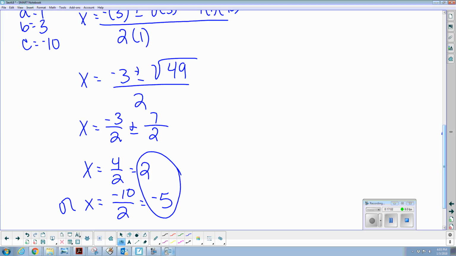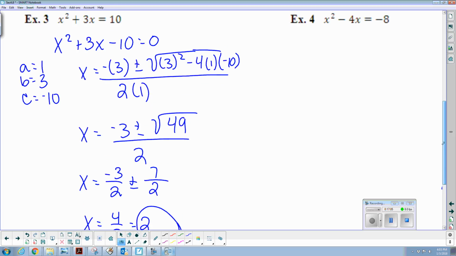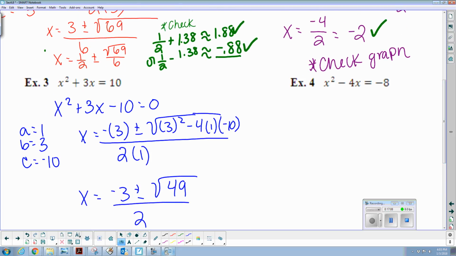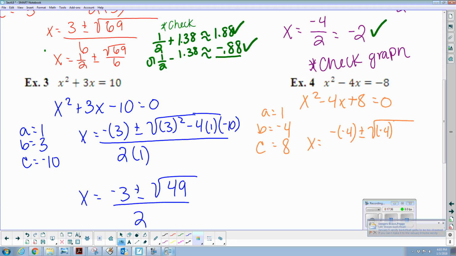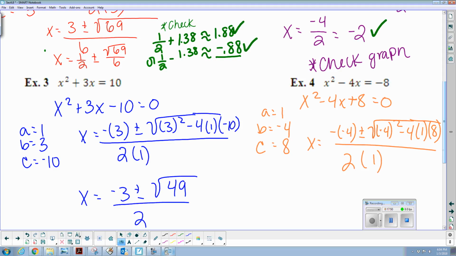All right, and then the last one, x squared minus 4x equals negative 8. Again, we want to put this into standard form. So we've got x squared minus 4x plus 8 equals 0. And we'll define our a, our b, and our c. And we can use the quadratic formula. x equals negative negative 4 plus or minus the square root of b squared minus 4 times a times c all over 2 times a, and then we can simplify.